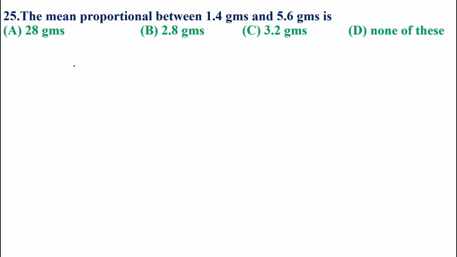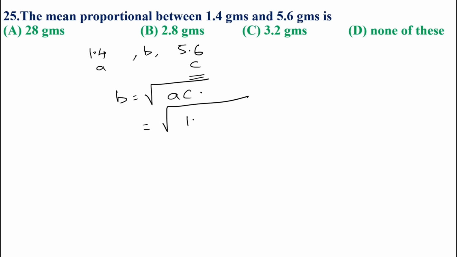The mean proportional between 1.4 grams and 5.6 grams. So 1.4 and 5.6, the mean proportion I need to calculate. Let us assume that it is A, B we don't know, C is 5.6. So B is equal to square root of AC. So means square root of 1.4 into 5.6 I need to calculate.